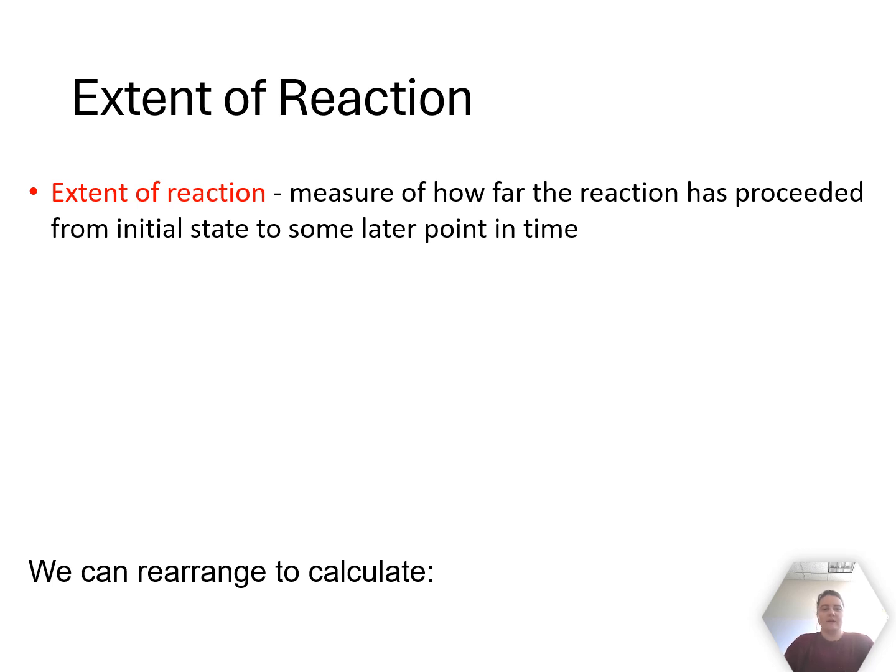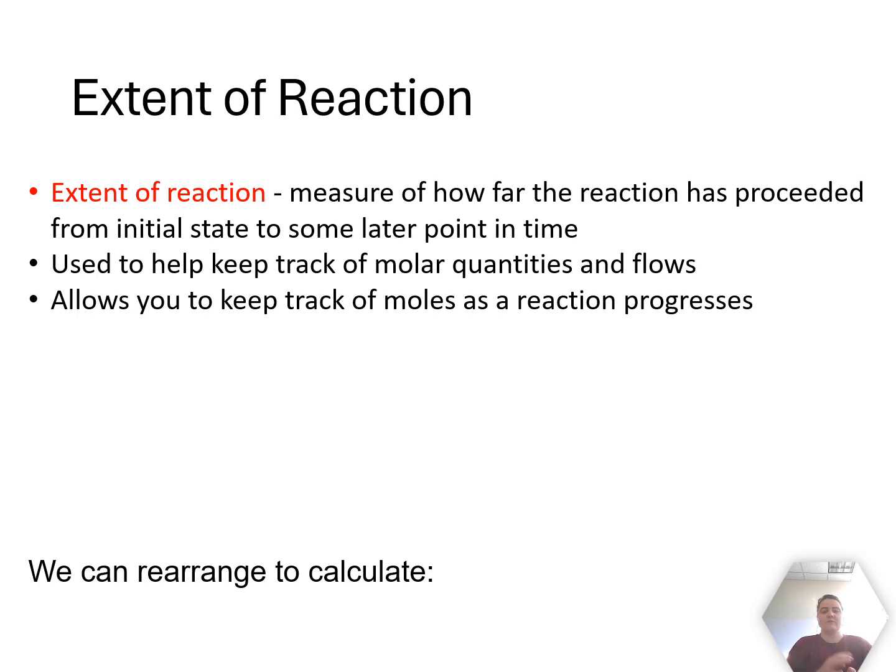All right, one more big concept for us to learn before we start doing all of our chemical mass balances. And this concept is called extent of reaction, which is probably new. It's not normally something that we see in Chem 1 and Chem 2. So extent of reaction is a measure of how far the reaction has proceeded from some initial state to some later point in time. So extent of reaction is used to keep track of molar quantities and flows, and it's going to allow you to keep track of moles as a reaction progresses through its natural steps.